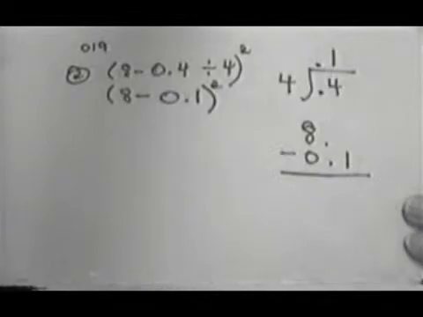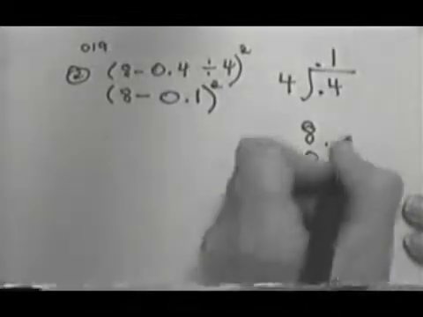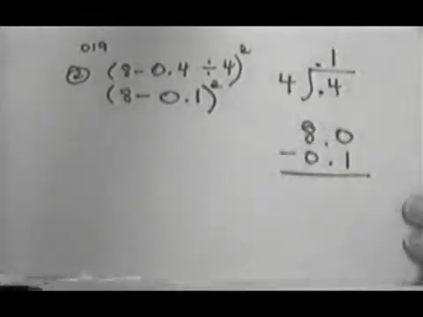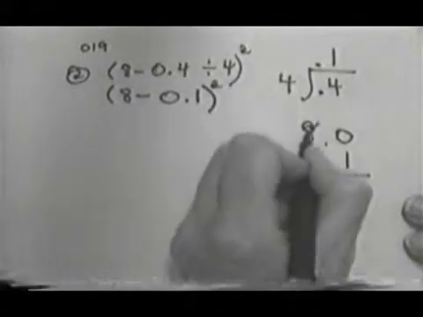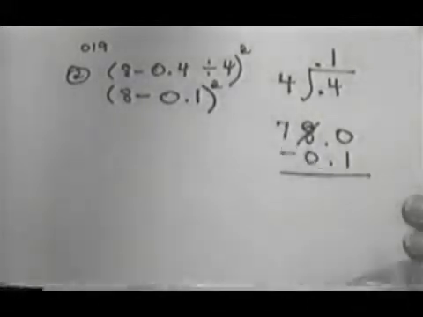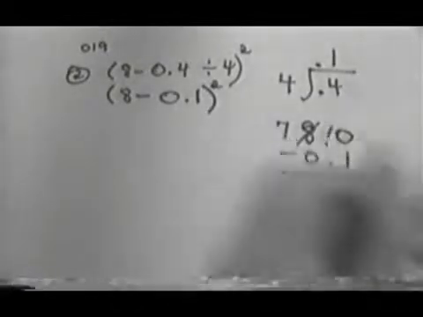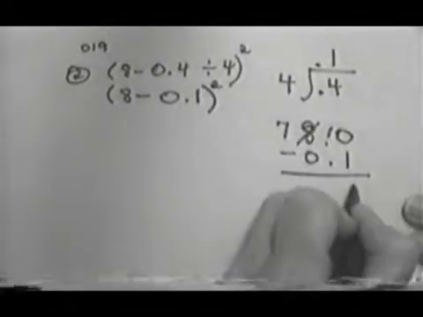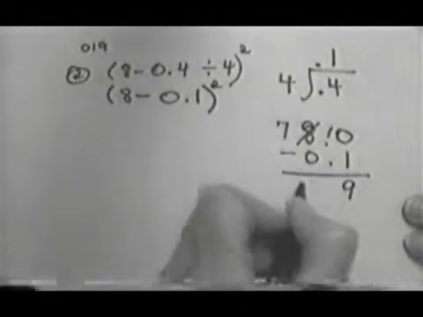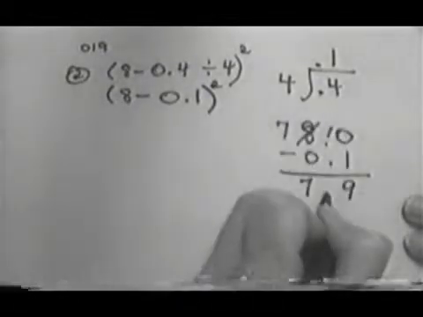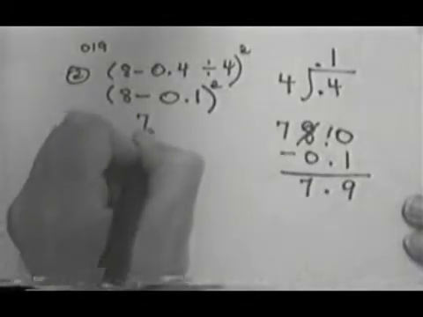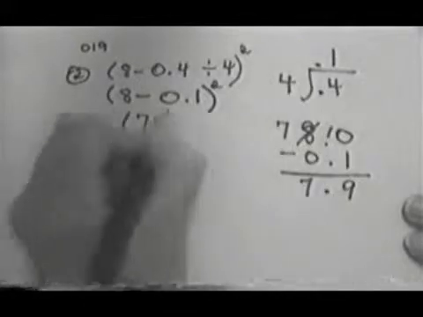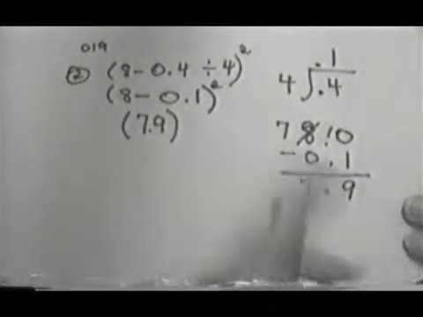And with subtraction, you have to have something to subtract from. So you do have to fill in a 0 here. And since I can't subtract 1 from 0, I borrow from the 8, and that leaves a 7, and it makes this a 10. 1 from 10 leaves 9. 0 from 7 leaves 7. You always bring your decimal straight down in subtraction, or keep your decimal straight. So I end up with 7.9 as the answer inside of my parentheses.